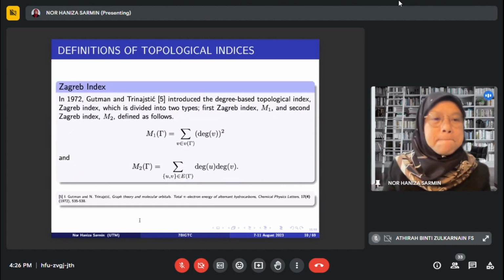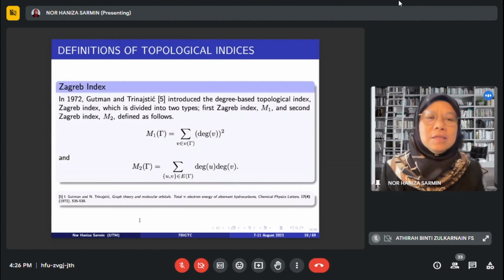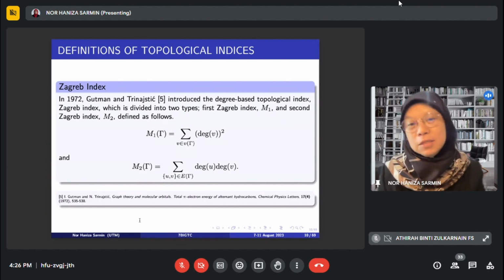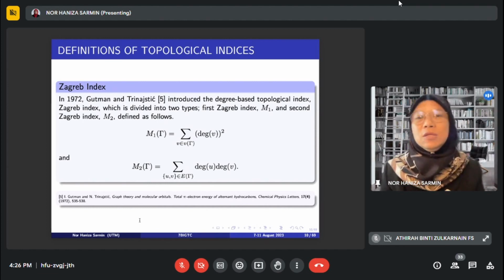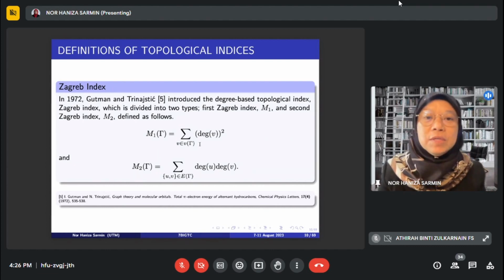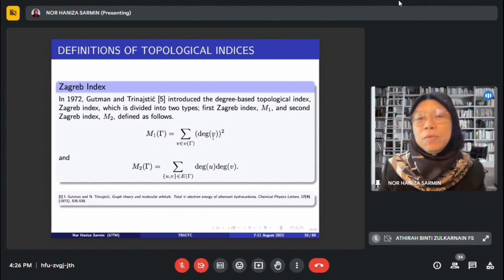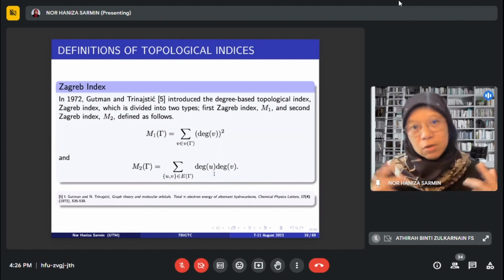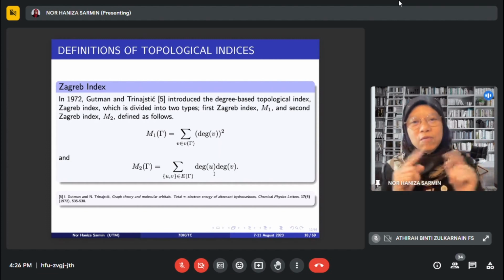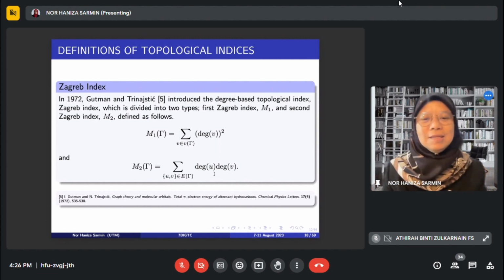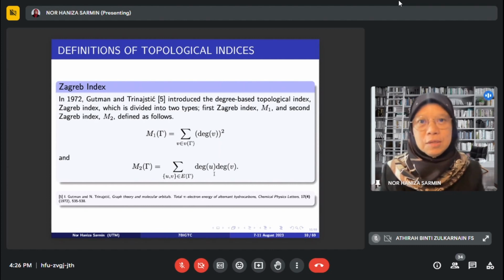For the Zagreb index, in 1972, Gutman and Trinajstić introduced the degree-based index. Just now we saw the distance-based one; now we use the degree-based one. It's divided into two types, the first Zagreb index and the second Zagreb index. The first Zagreb index is the sum over all the vertices of the degree squared. The second Zagreb index is the product of the degrees of two vertices which are adjacent, u, v in the edge set of the graph.